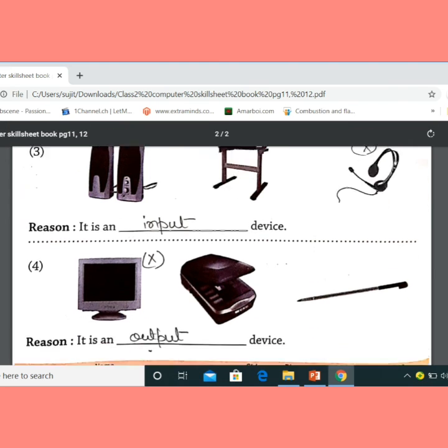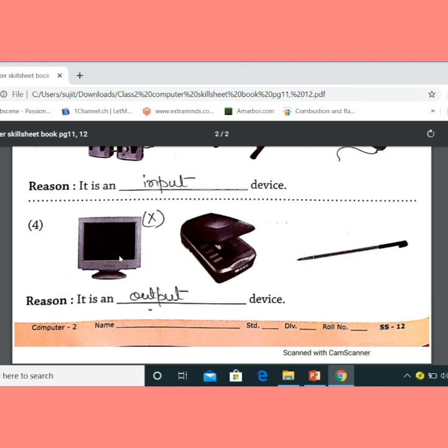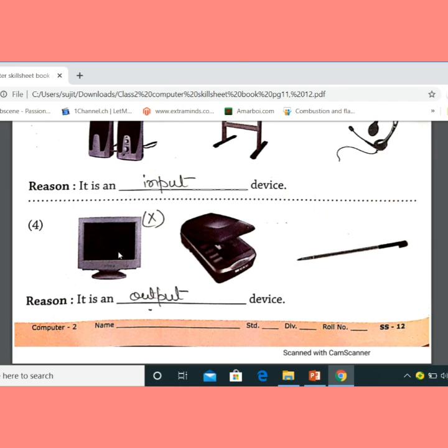Now the last is monitor, scanner and light pen. In the last chapter, we learned that the scanner and light pen are input devices and the monitor is an output device. So which is the odd one? Monitor is the odd one. So cross it and write here output device.